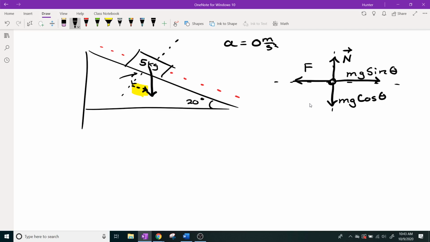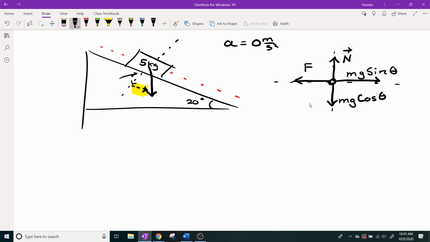Some people prefer, I like making the line of action, and I like making my force diagrams look nice and straight up and down and left and right. Some people like to include the force of gravity and break it up into its components so that they have the force of friction going out this way. I don't like doing that. So I like to keep it straight up and down and left and right like this. But it's kind of up to you. It works out either way.